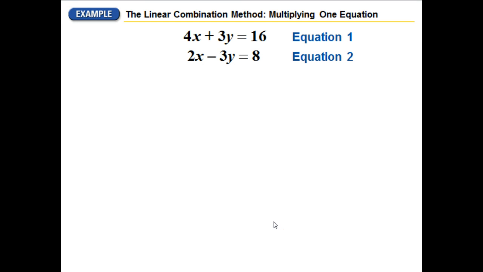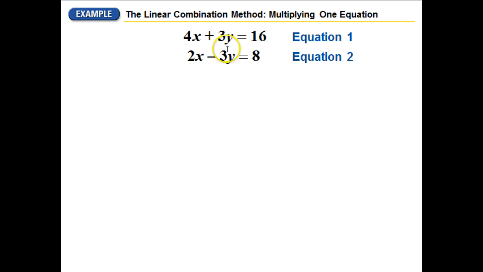Okay, we're asked to solve this one, and we're going to solve it via elimination. The reason is that neither equation is solved for any variable, so substitution wouldn't make sense. I'm not going to graph it, because it would take more effort to put them in slope-intercept form to graph them than it would be just to use elimination.